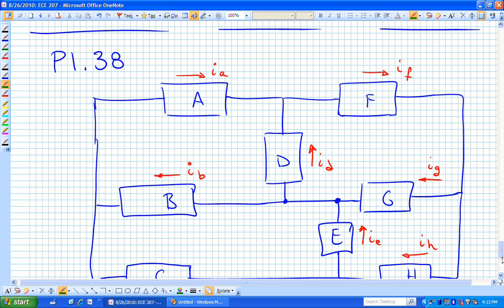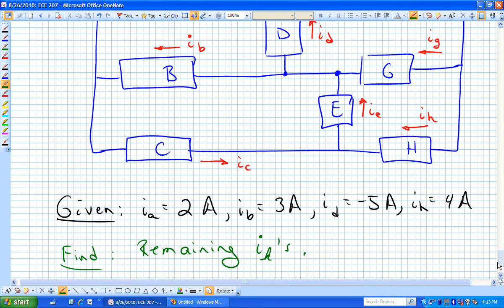How are we going to do this? Hopefully it's all on one page for you.